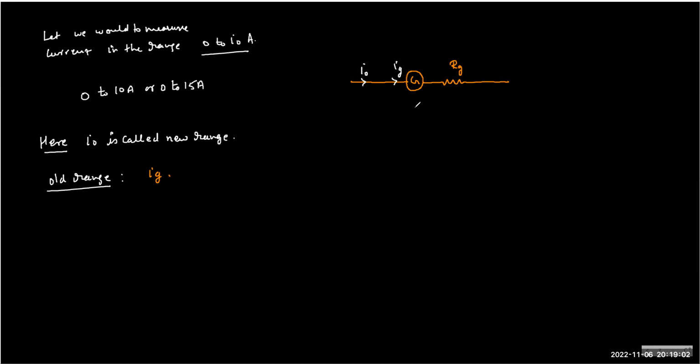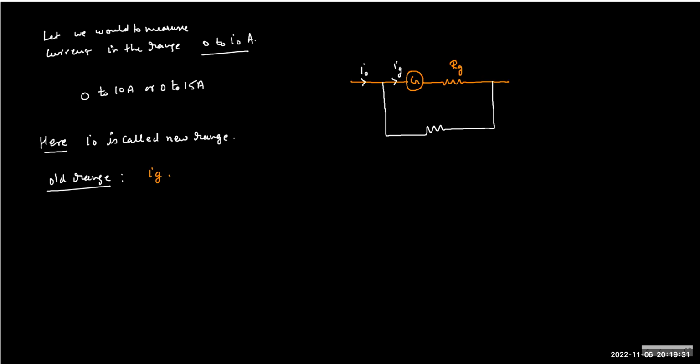So corresponding to I0, the current that should go from the device is IG, because I0 is the maximum value and IG is the corresponding maximum value. So the remaining current must deviate from this path. Yes or no? And to create the alternative path for the remaining current to go, you will create a parallel connection of resistance with the device. Yes or no?